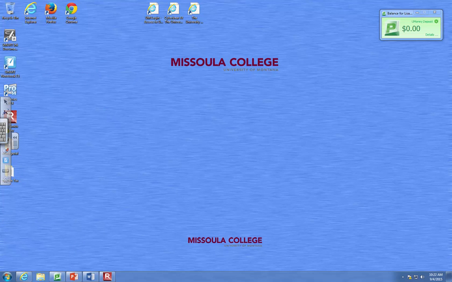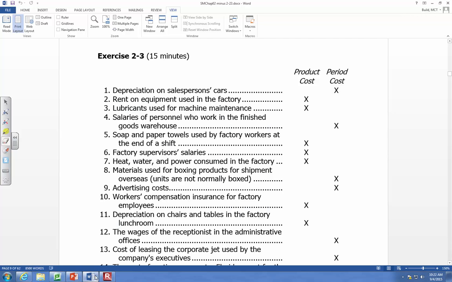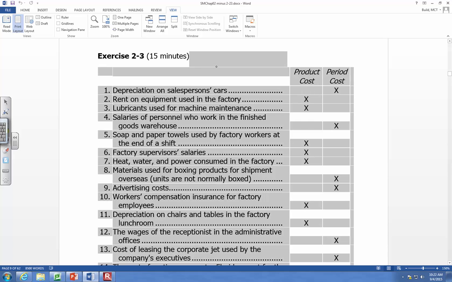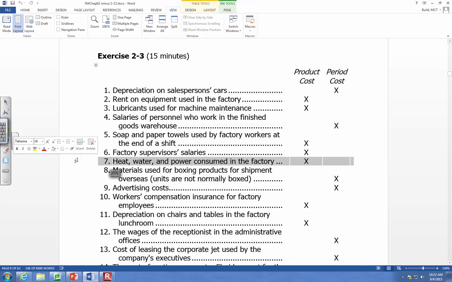No, this isn't even working. Sorry. That makes me a little crazy, the technology issues. So this is indirect materials, which is an item under what? Manufacturing overhead. Sorry? Nobody had a comment? Okay. Yeah, so it's an item of manufacturing overhead. It's indirect materials. Okay, Jess?